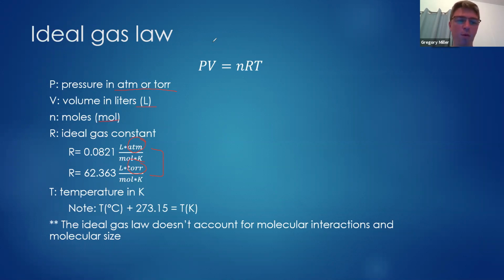Volume would be in liters to match our units. Moles would be in moles. The big one is temperature must be in Kelvin. Regardless of what you're looking at for any gas law question, temperature must be in Kelvin. There really isn't a way to get a reliable R value using a temperature in Celsius. All of them are defined with the temperature in Kelvin. So make sure you can convert between Celsius and Kelvin. It's really easy. You just take your temperature in Celsius, add 273.15, and now it's your temperature in Kelvin.